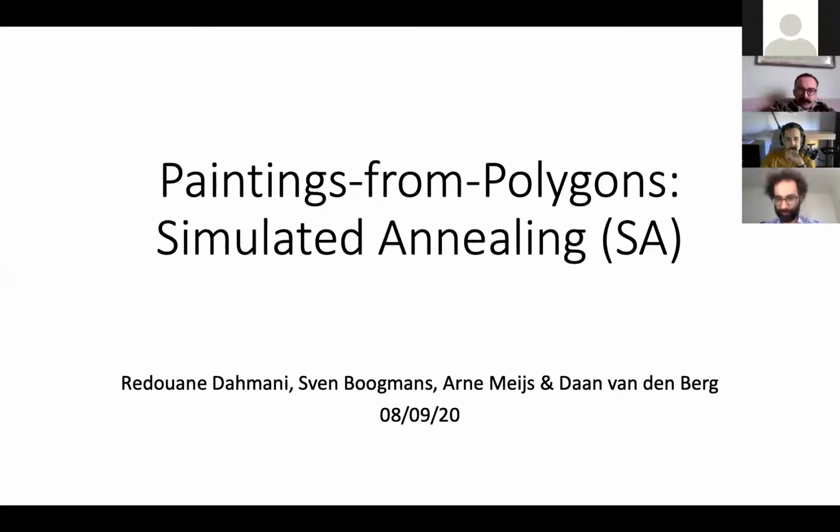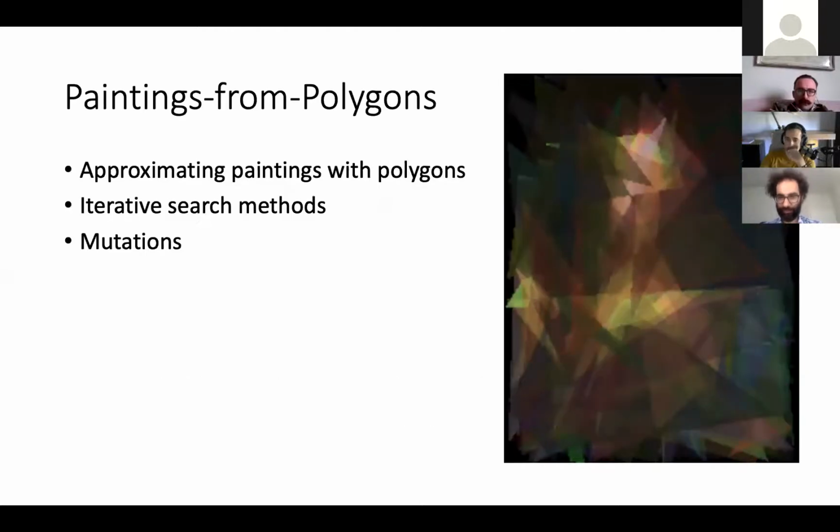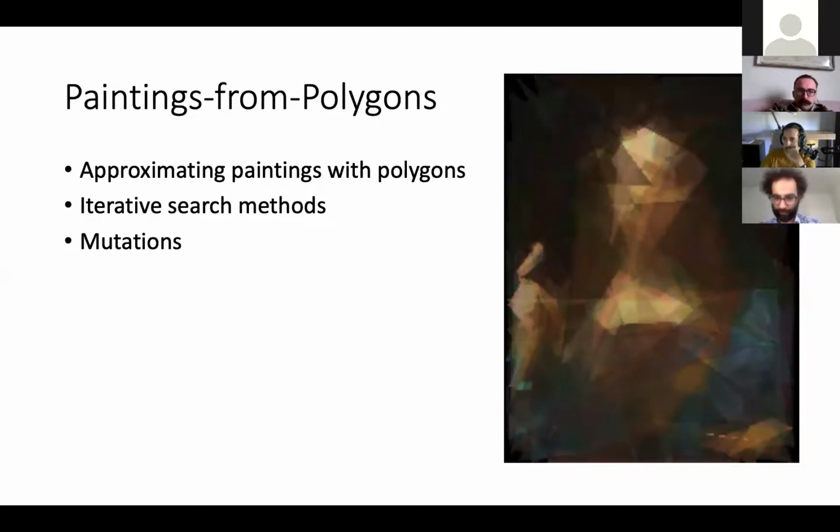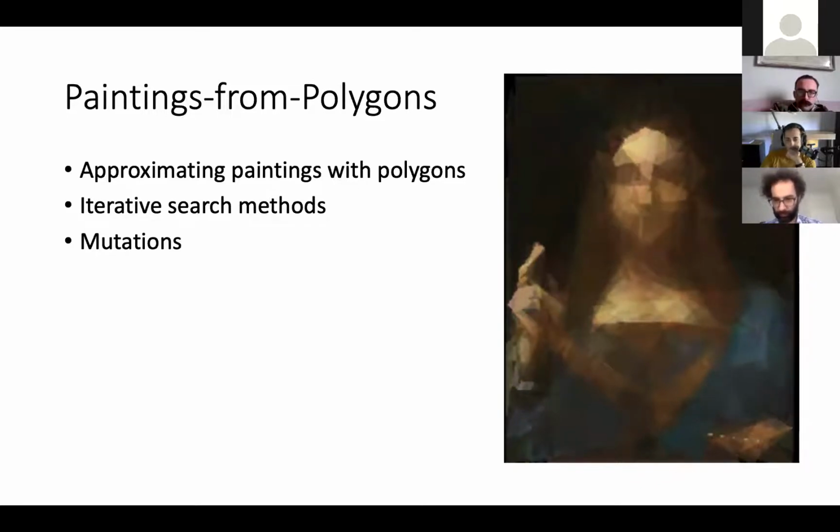I will begin with the definition of the Paintings-from-Polygons problem. In Paintings-from-Polygons, we try to approximate paintings by using multi-layered polygons that we put on the canvas, and we try to optimally arrange those polygons to approximate the painting that we are targeting. These polygons all have a color and are semi-opaque. In the problem, we start off with a random constellation, as you could have seen in the beginning of the video on the right. Then we iteratively search for improvements. These improvements are calculated by pixel comparison between the current constellation and the target painting, and can be calculated using the mean square error.